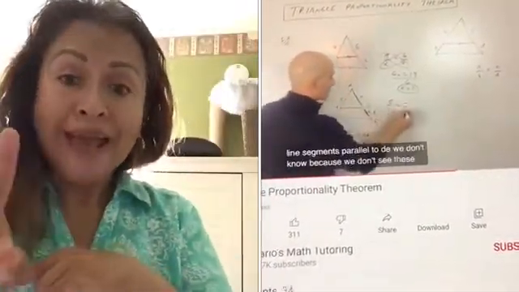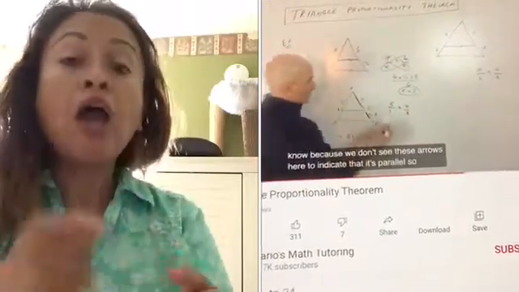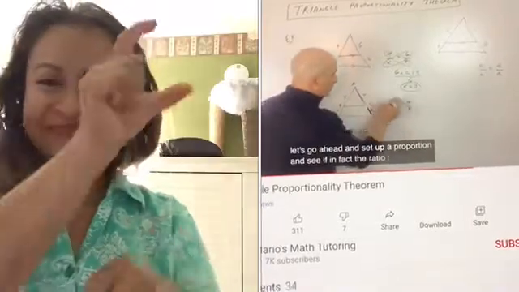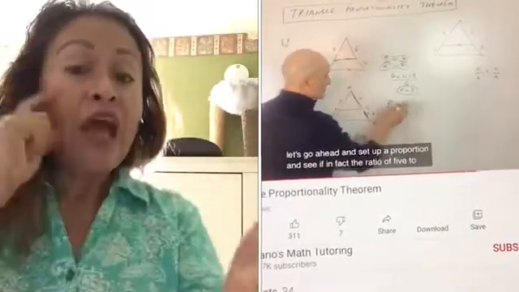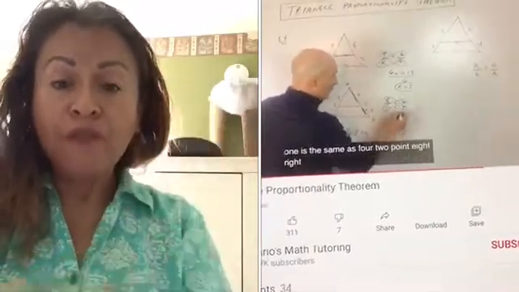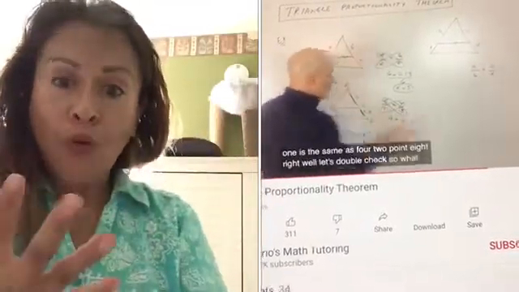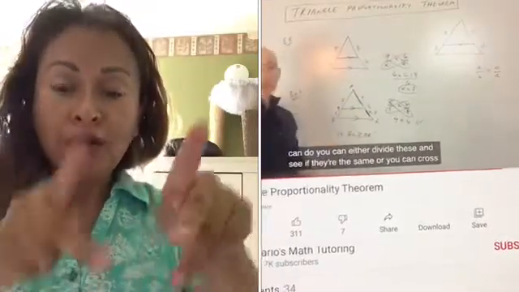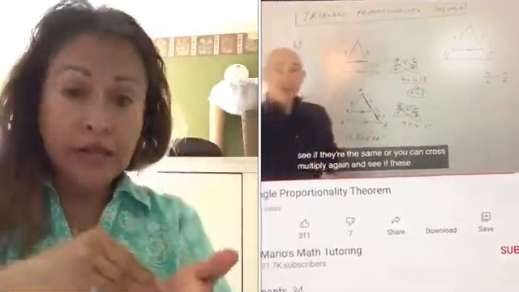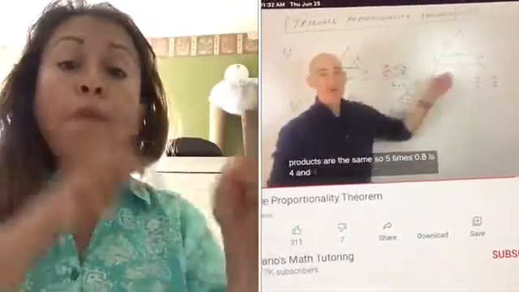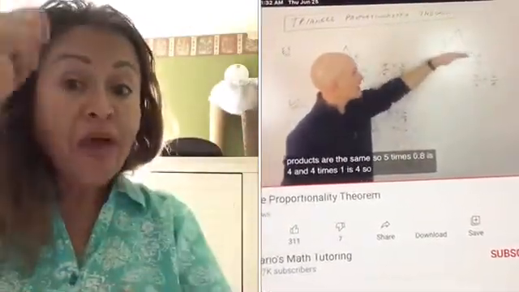Well, let's double check. You can either divide these and see if they're the same, or you can cross multiply again and see if these cross products are the same. So 5 times 0.8 is 4, and 4 times 1 is 4. So yes, indeed, BC is parallel to DE, and we've shown that. So again, review the formula if you need to. Triangle proportionality theorem, it's pretty straightforward. The main thing is that this segment is parallel to the base, and you got it.